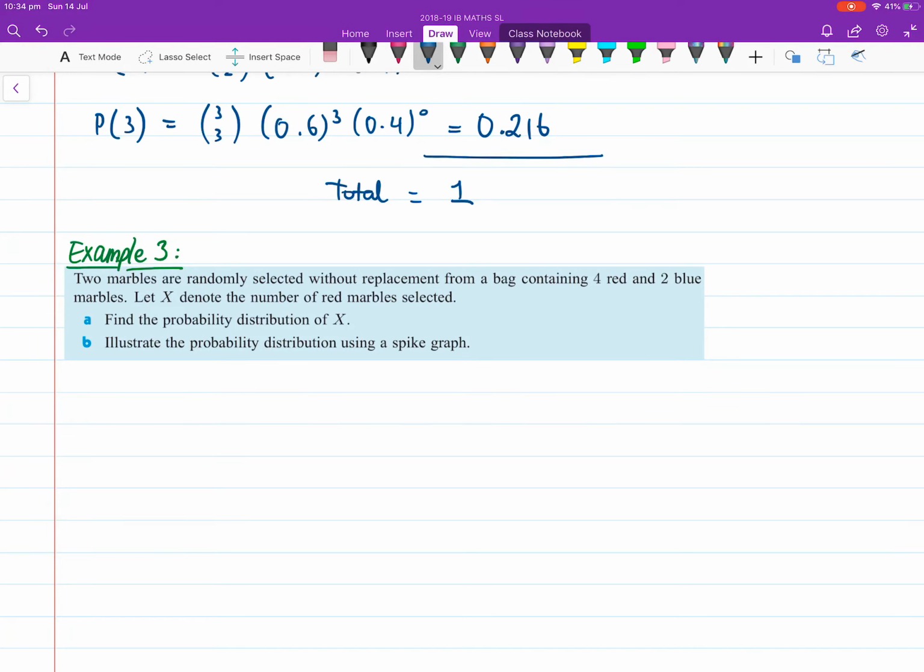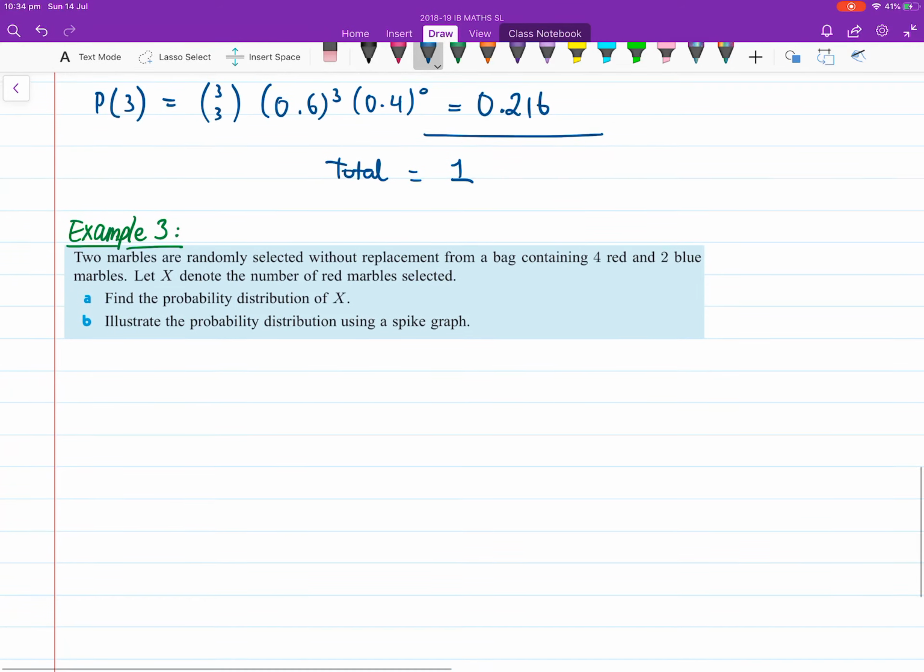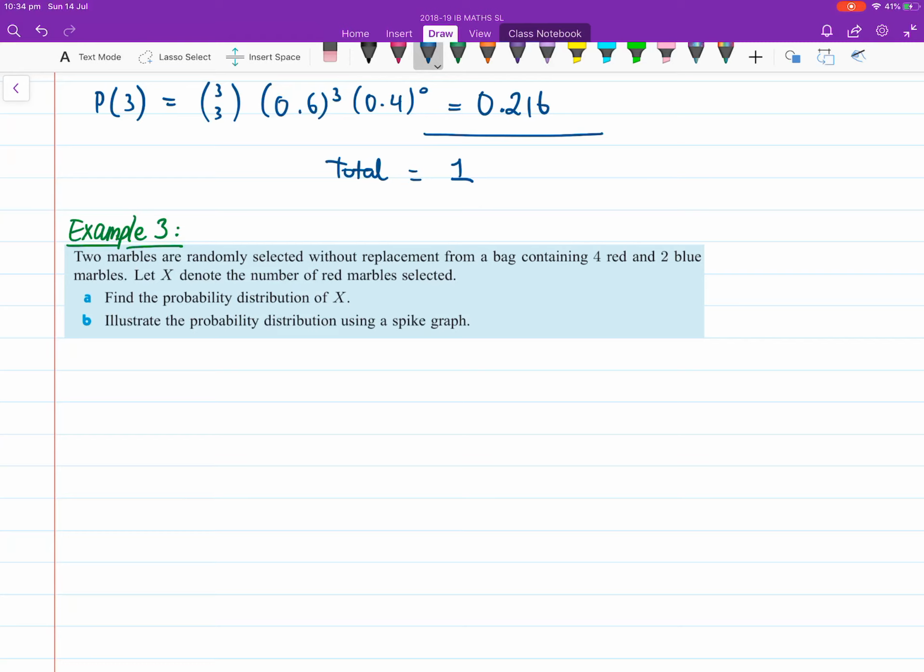Okay. This might actually help if we just draw a bit of a tree diagram first so we can see what's happening. So you're pulling out 2 marbles out of the bag randomly without replacement. So what's your first event and what's your second event? Your first event is pulling out the first marble. So you could get red or blue.